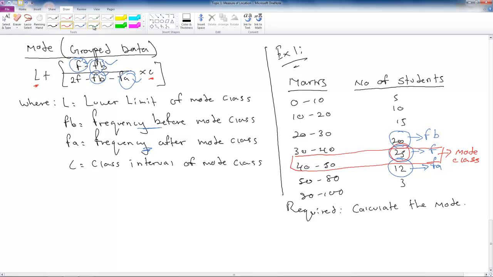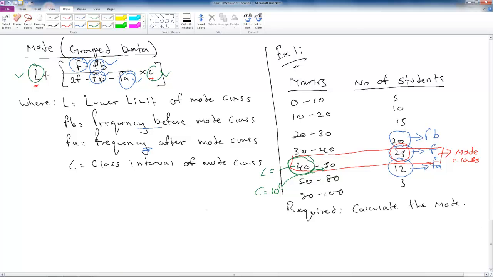So that means over here the difference is 10. Am I right? 40, 50, the difference is 10. That will be your class interval C. And the lower limit, if you still remember, whatever is on the left-hand side is your lower limit, so this will be your L, 40. So we already have the L and C.